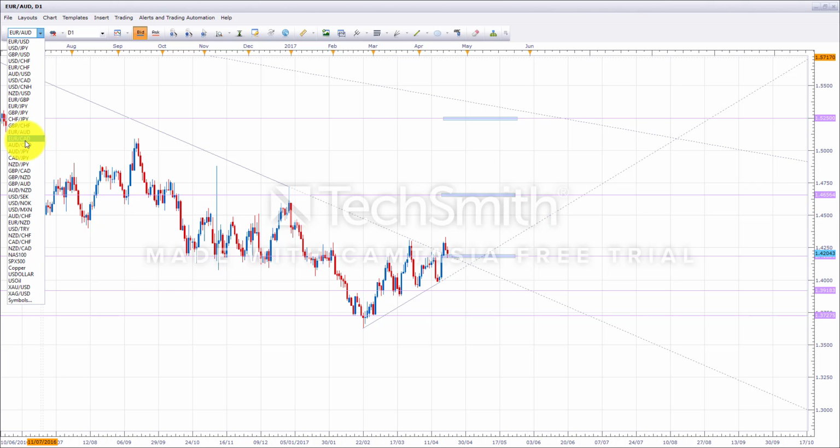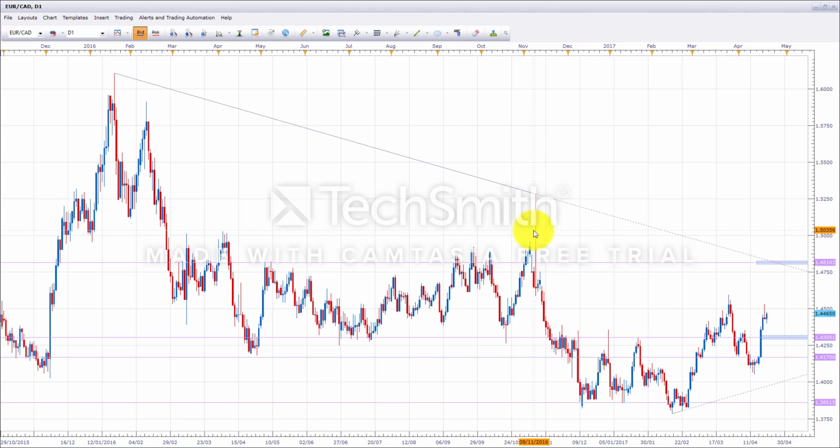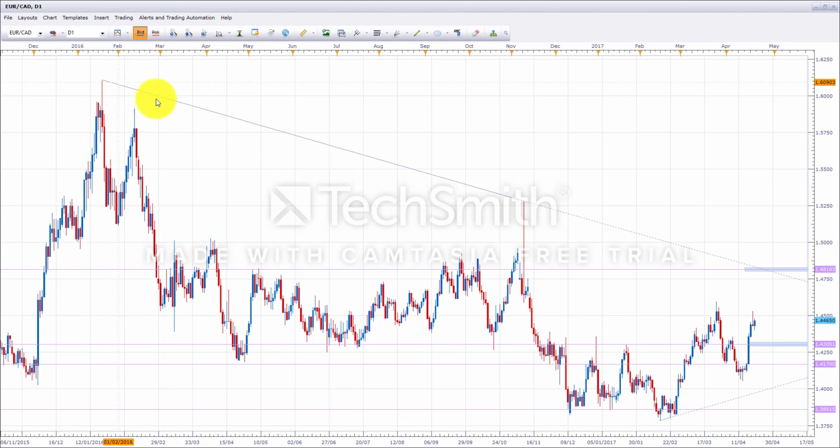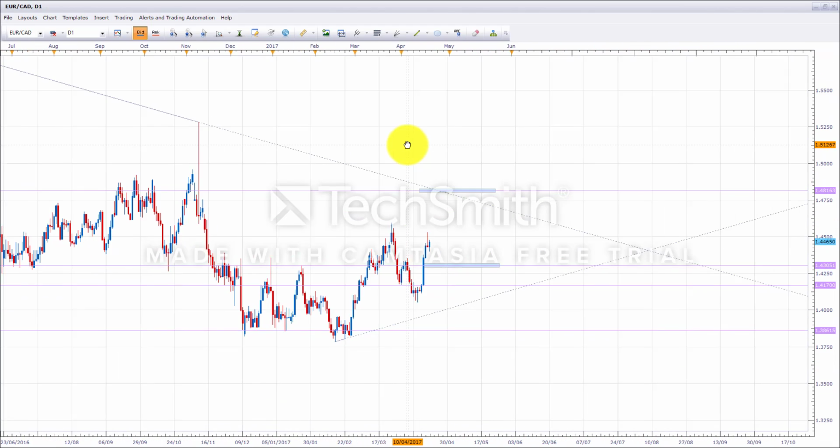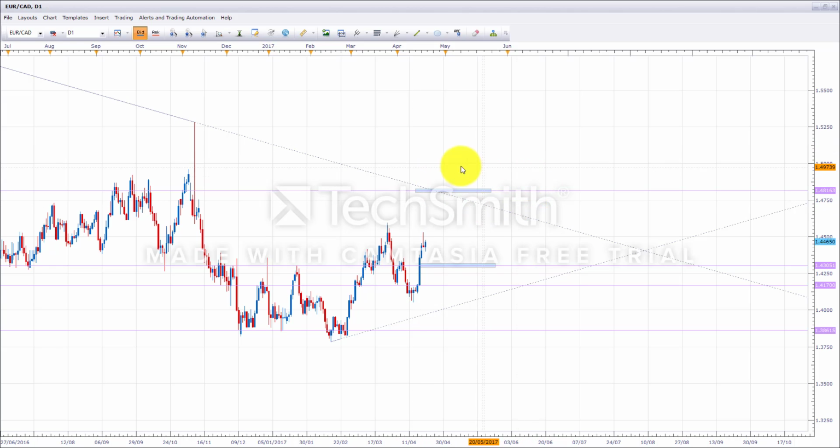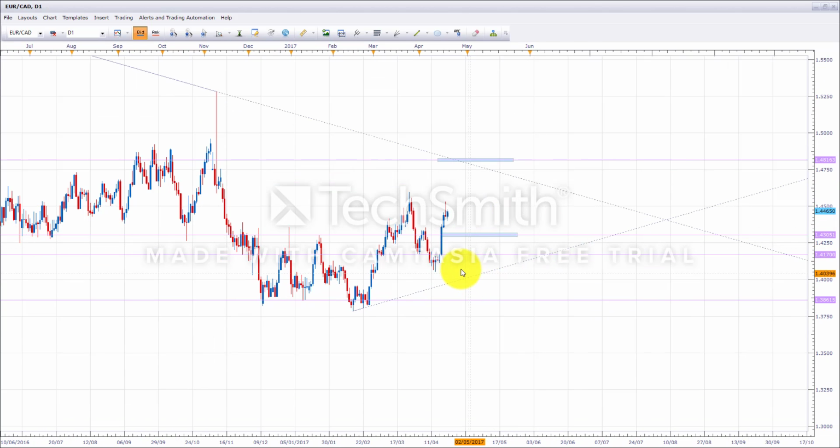So next pair I'd like to look at is EurCad. Now the EurCad, fairly similar to the EurAud, you can see you've got a downward sloping trend line, which I'm looking to act as resistance. You've also got confluence of this horizontal resistance area at 1.4816. And just like the EurAud, we have seen a breakout to the upside.